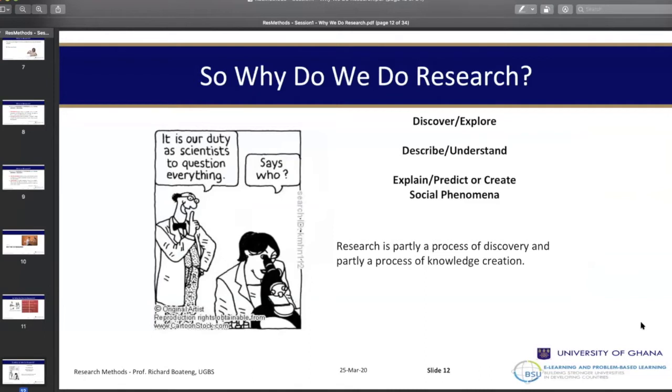Okay, so one of the things that we need to understand here is all the research that we are carrying out. As we mentioned earlier, we do research because we are trying to explore something. We are also doing research because sometimes we want to describe what is happening concerning a phenomenon, or we seek to explain what is happening. And if we can explain and understand why it is happening, then we can predict it in the future.